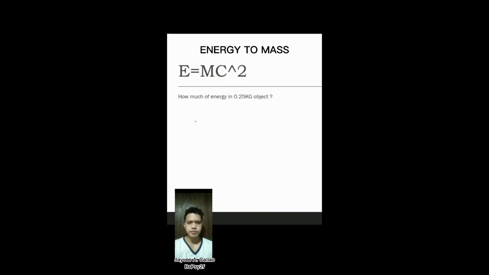First, let's find the mass, which is 0.25 kg, and since there's no given speed, we will use the 3 times 10 to the power of 8 meters per second. Then apply it to the formula. It should look like this.